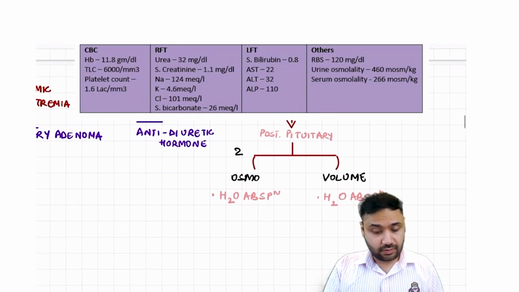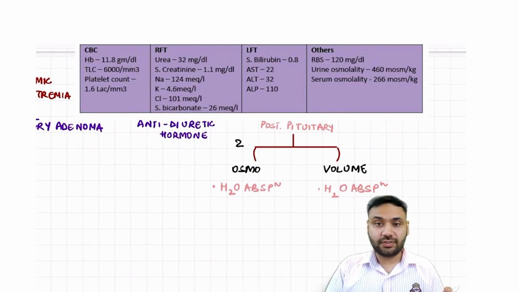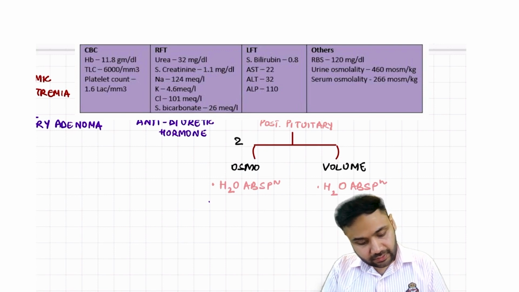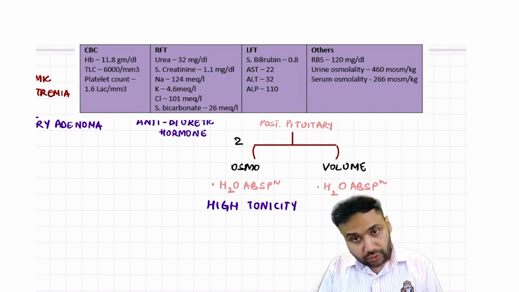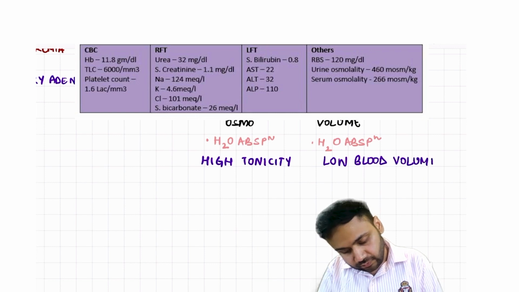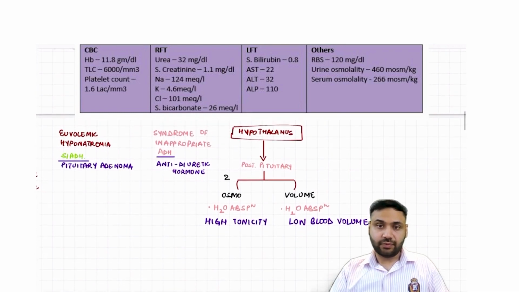In both cases, we saw that water is what corrects the abnormality. That abnormality was high tonicity in osmoregulation and low blood volume in volume regulation. I hope this is clear to everyone.